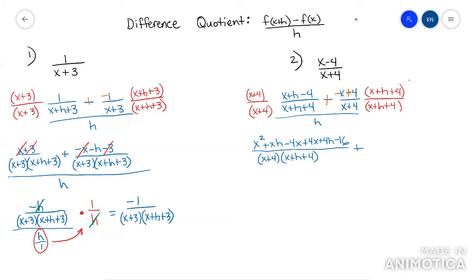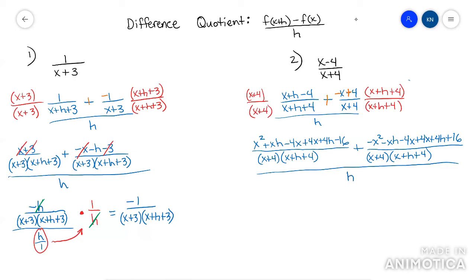Now, same thing over here. I'm going to distribute the negative x to everything, and then I'm going to distribute the 4 to everything as well. So that would look like this. And then it's over that common denominator. And then this is all over that letter h. It's easy to forget that part.